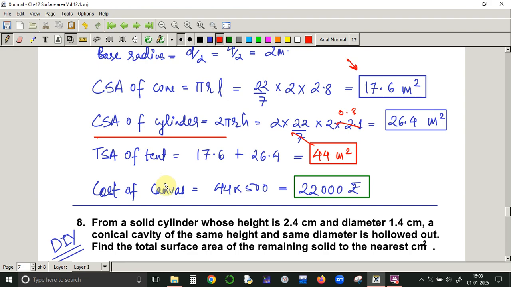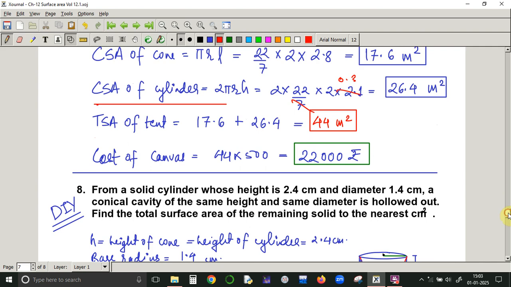Now we have to find the cost. Cost is equal to, what's the rate? 500 rupees per meter square. So for 1 meter square, we have to pay 500 rupees. But we need 44 meter square. So simply multiply them. 22,000 rupees is the total cost of the canvas we need to make that tent.